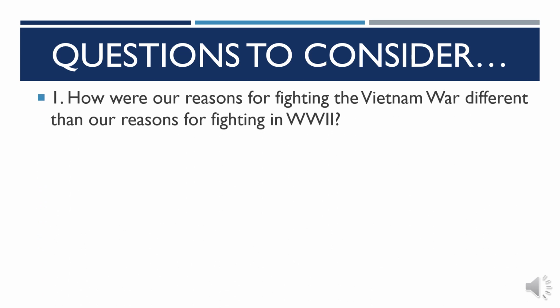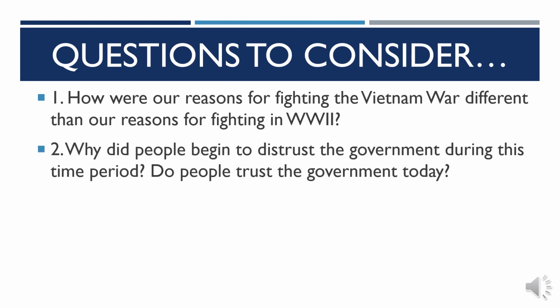So number 1 is, how were our reasons for fighting the Vietnam War different than our reasons for fighting in World War II? So think back to our 1940s lessons and what you know about World War II. Think back to that and then think about what you learned about the Vietnam War. How were our reasons for fighting the Vietnam War different than in World War II? Now, number 2, why did people begin to distrust the government during this time period? Do people trust the government today?